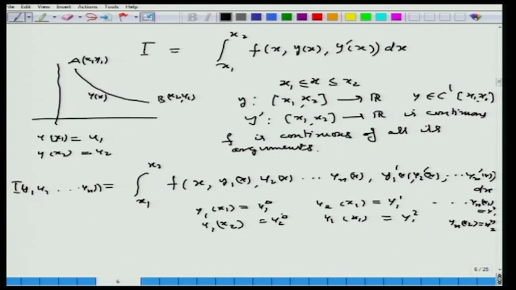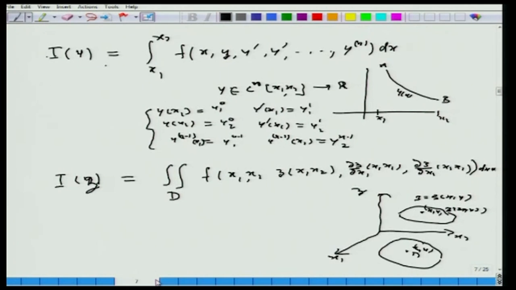Like you have y1 at x1 is y10, y2 at x1 is y20. Similarly, this should also be satisfied, and yn1 and yn2 at the points x1 and x2. So these are the conditions to be satisfied by each of these yi's. And then we are supposed to find the y1, y2, ..., yn such that this integral is optimized.